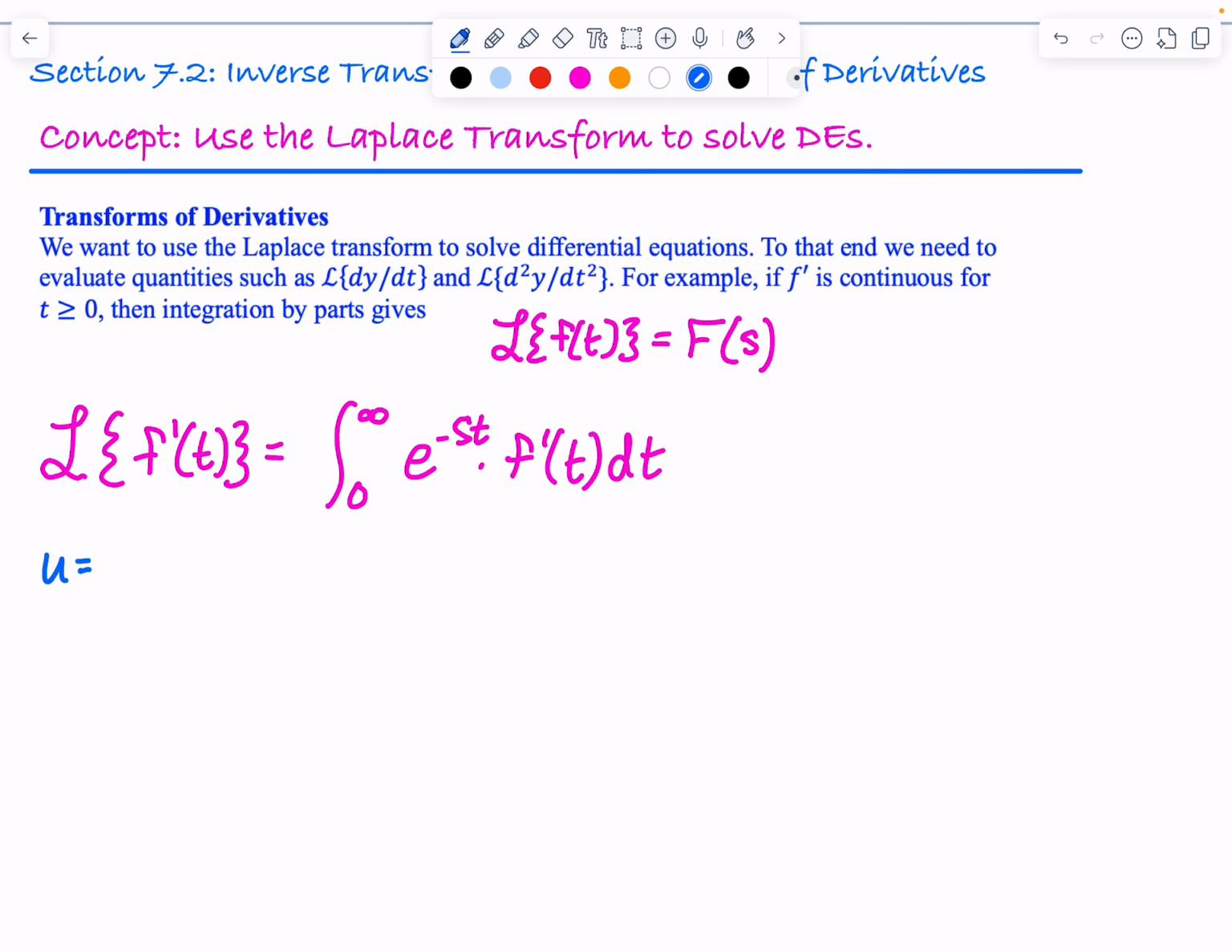All right, so we get u, du, dv, and v. Now, if I'm breaking that down, I think it makes the most sense to put f prime of t dt for dv, because taking the integral back, I'm just going to get f of t. That's really nice. So e to the negative st goes here for u. It's just a derivative: we have negative s e to the negative st. Remember, it's in terms of t, so that s is a constant.